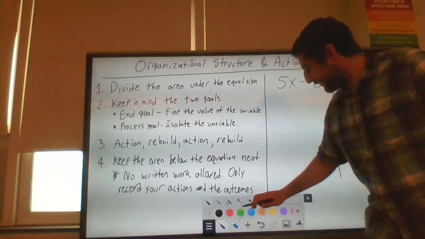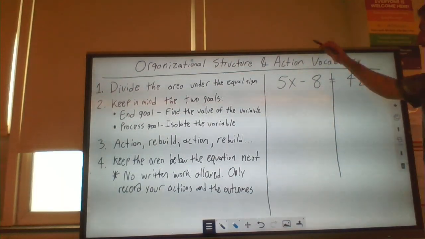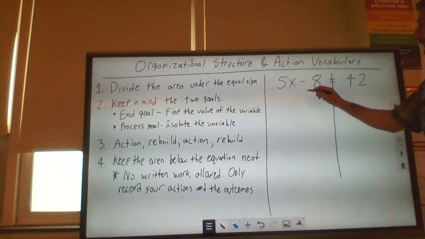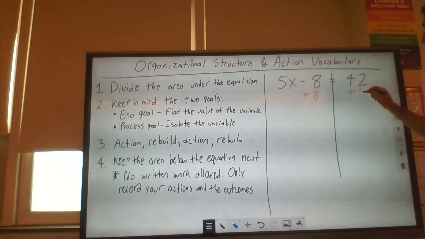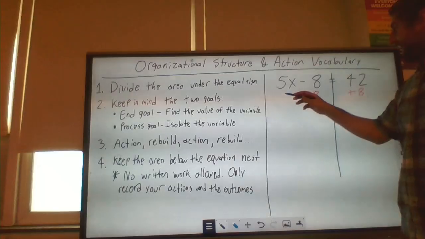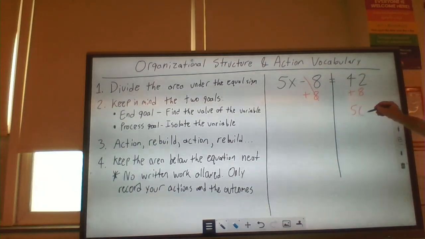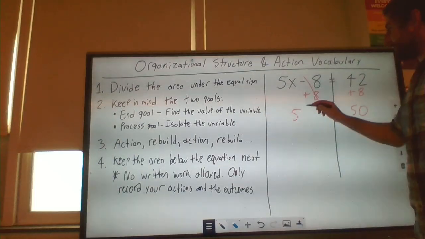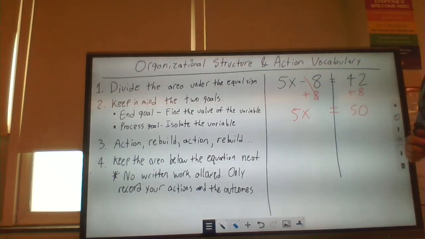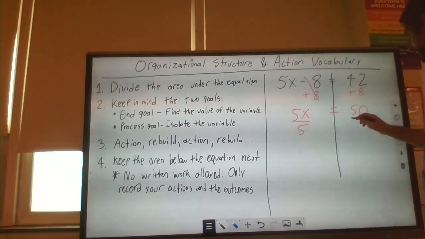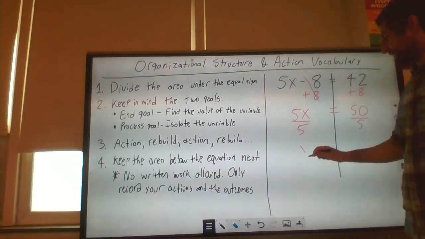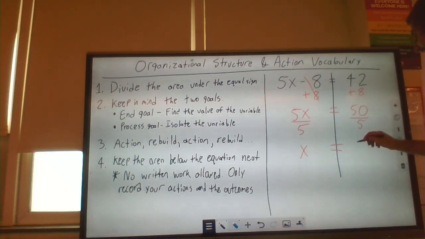So just to demonstrate how this might look, if I'm going through this two-step equation, I'm doing plus 8 to both sides. So that's my action, and then I'm getting my result of 50. This is my rebuild, and then my next action goes below that. Divide both sides by 5, and I should say divide both terms by 5, and then finally I have my final rebuild at the bottom.